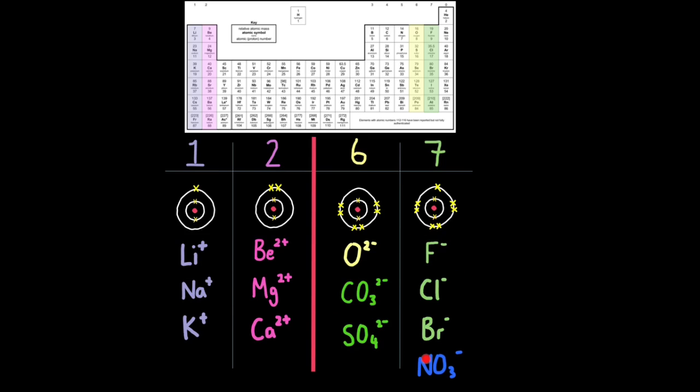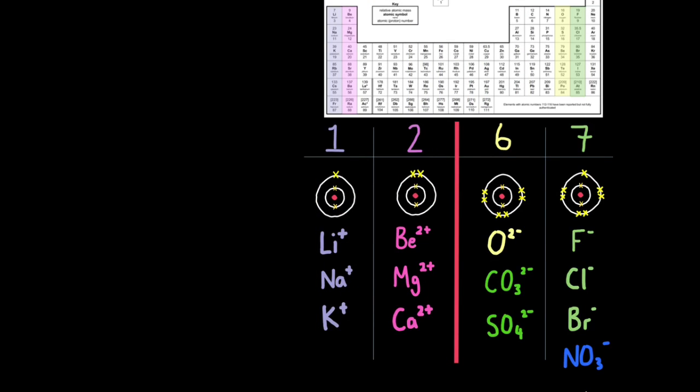I've included these in a different colour because they are not members of group 6, because they are not elements, they are compounds, and same with this one here. But because carbonate and sulfate ions need to gain 2 electrons to form an ion, and because nitrate ions need to gain 1 electron to form an ion, I've put them in the groups according to their similar need.